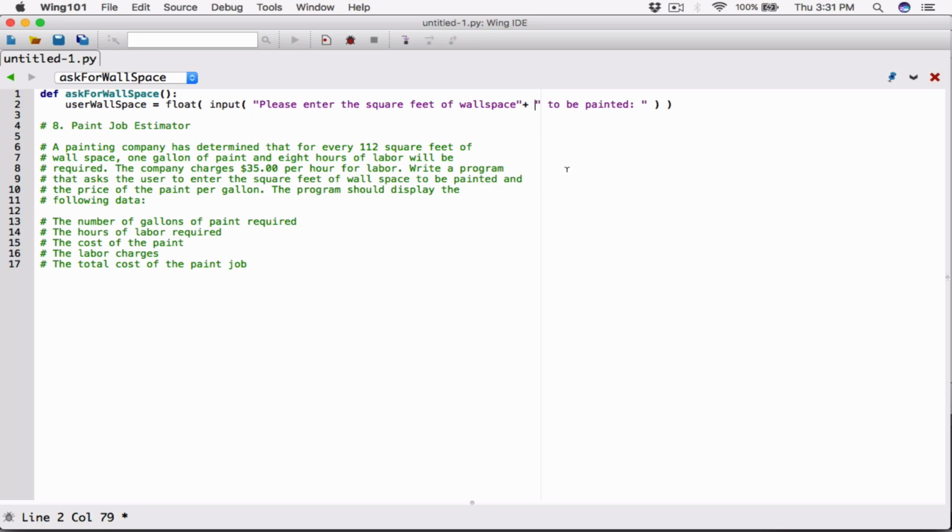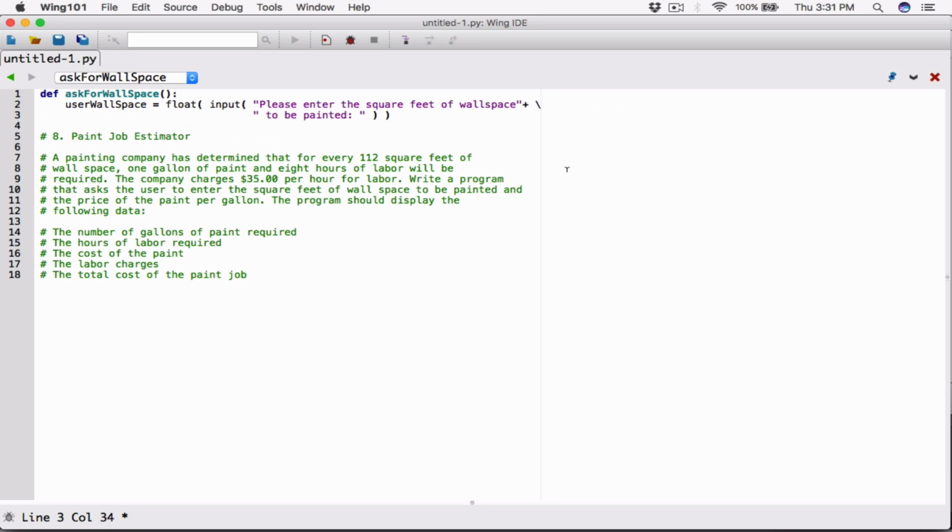Now, before you break any line in Python you have to type in a backslash. So I'm going to break it here by typing in a backslash and hit enter. Okay, so I've broken this line into two here.